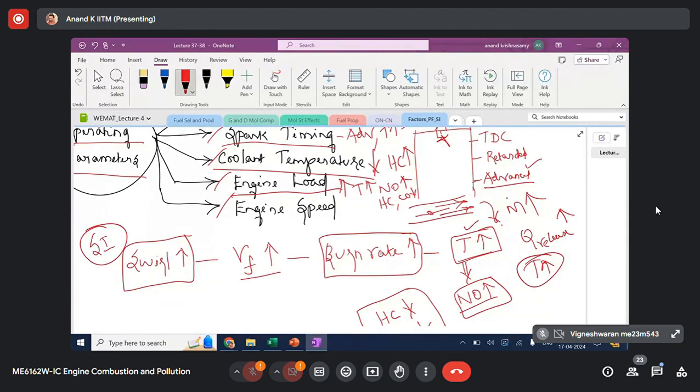Due to high temperature, NOx formation rate, thermal NO formation rate, is high, but oxidation of HC and CO is also high. That results in lower levels of HC and CO in the tailpipe. This is the effect of engine load on these three primary pollutants.